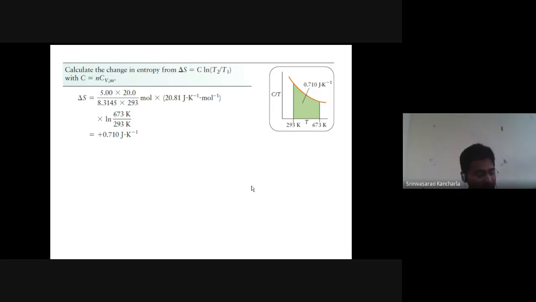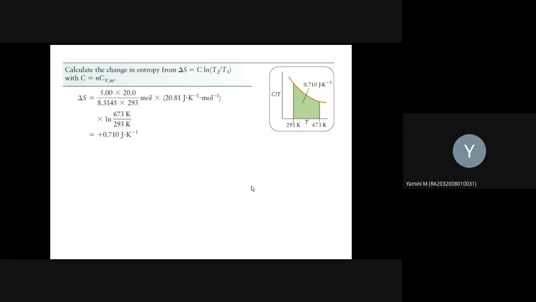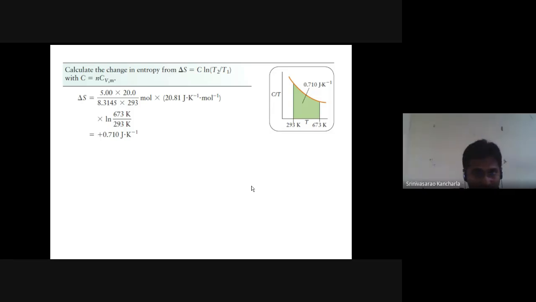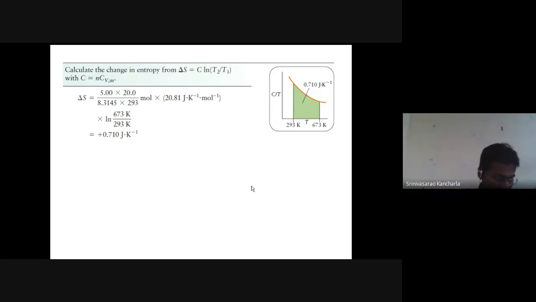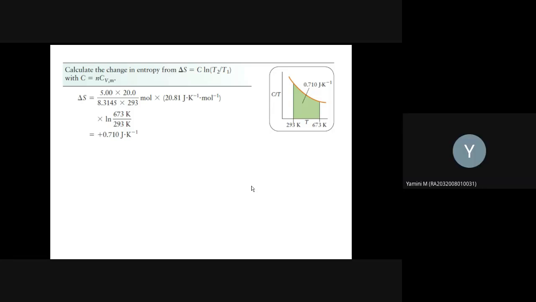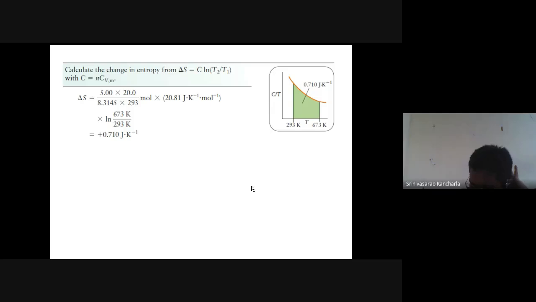So when you have an increase in temperature, the change in entropy should increase or decrease? Positive. See, entropy is, in other words, a measure of disorderness of the system. If you increase the temperature, the disorderness in the system should increase or decrease? Increase, sir. So you should expect a positive value or negative value for delta S? Positive value.